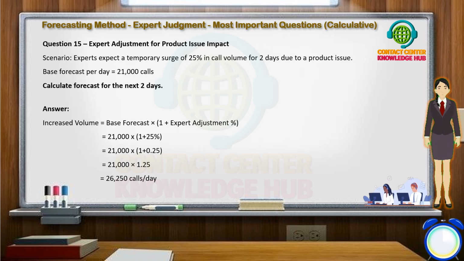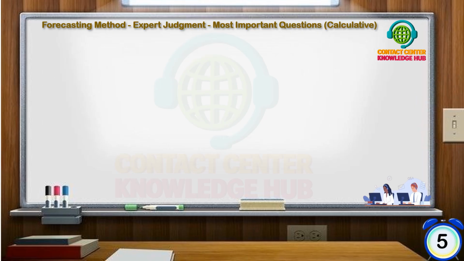When calculated, the adjusted forecast equals 26,250 calls per day. This adjusted volume should be planned for each of the next 2 days, ensuring adequate staffing and service levels during the product issue period.